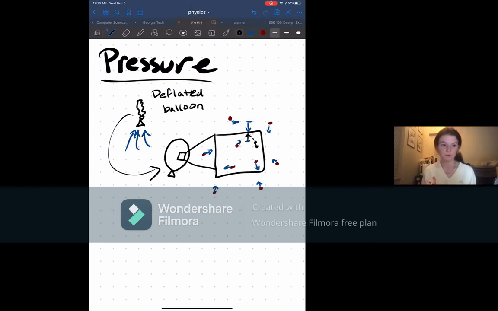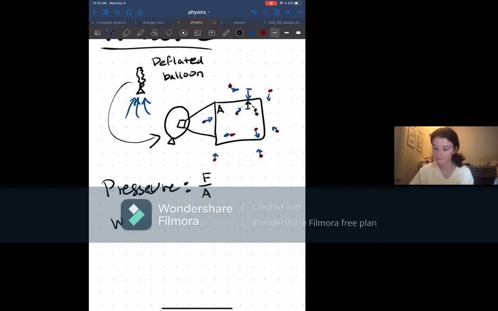And so now it is time to define pressure. And so pressure is going to be the force that all these particles apply on a given area. So here's some area, and it's the force that is getting applied from the gas particles. And so we need to ask ourselves the question, why does the balloon expand?